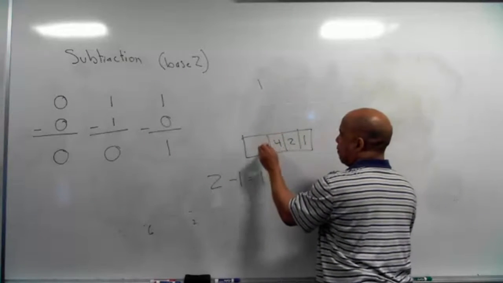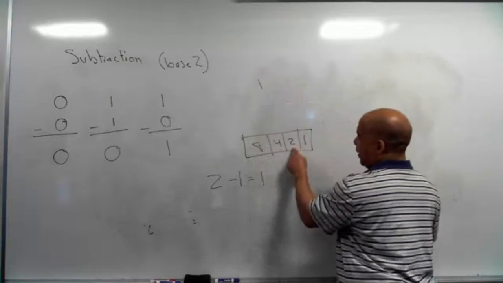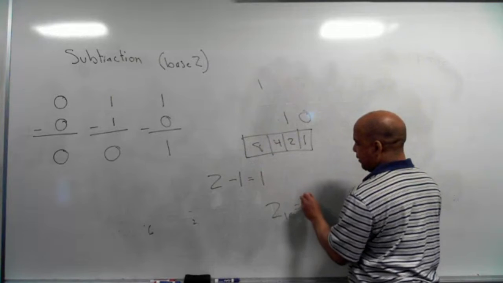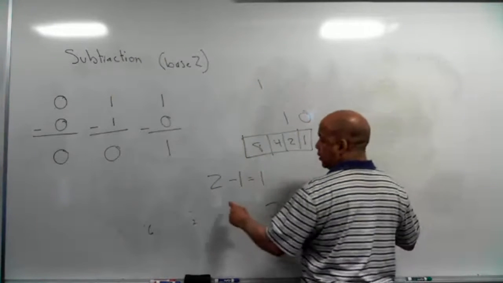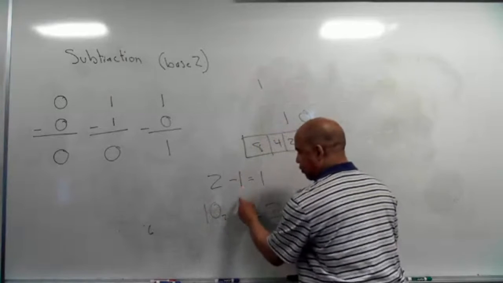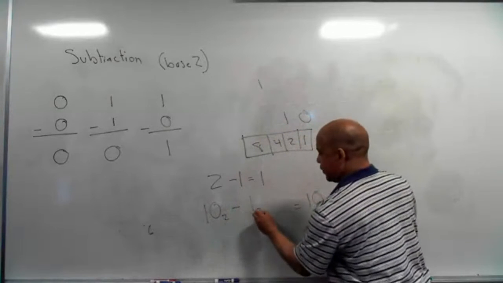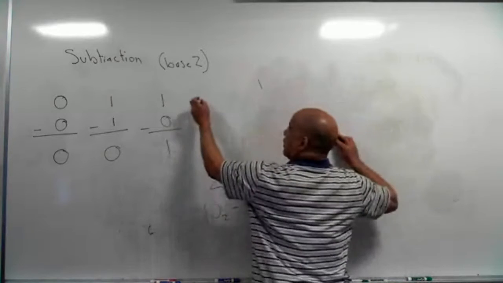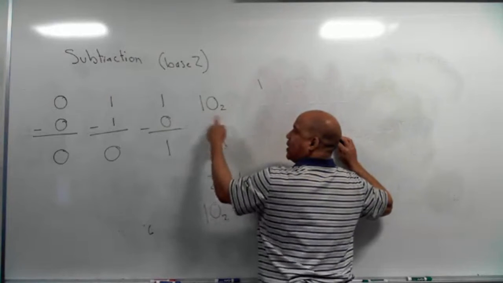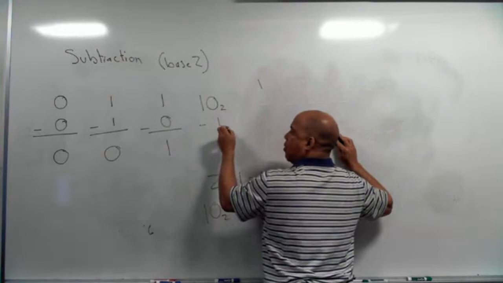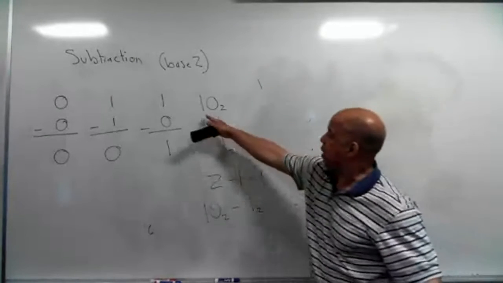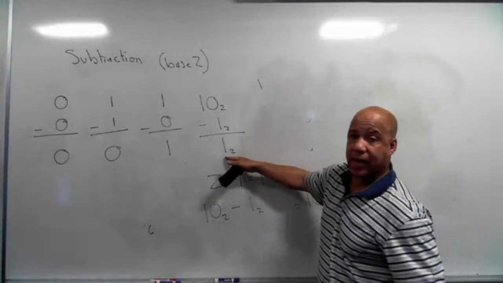1, 2, 4, 8. A 2 would be a 1 and a 0. So a 2 in base 10 is a 10 in base 2. So I want to do 2, so I've got to do 10 base 2 minus 1 base 2. So that would look like this: I've got 10. That's not a ten, that's a 1, 0, minus a 1 gives me a 1. So a 10 minus a 1 is a 1.